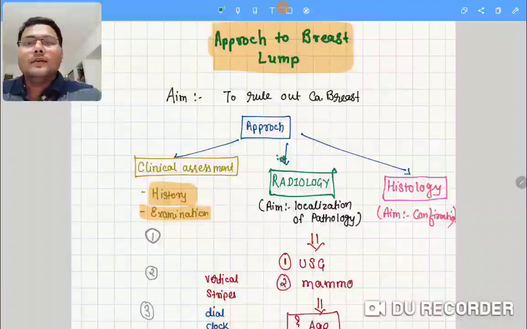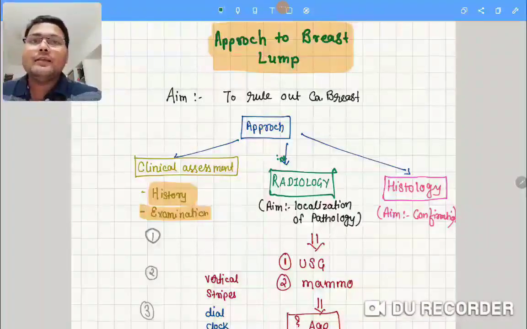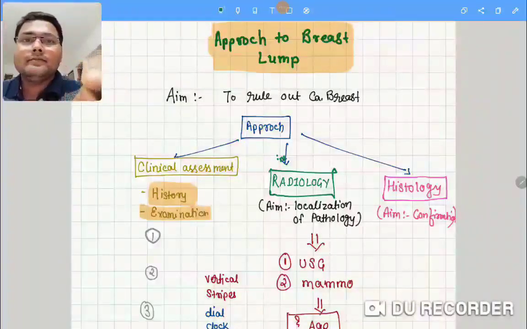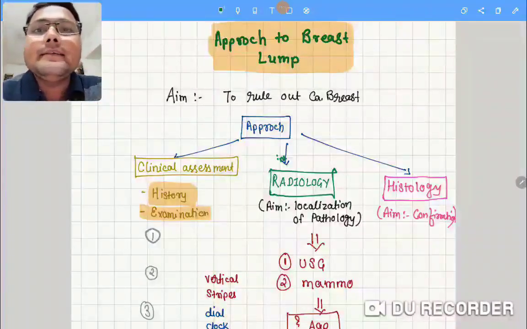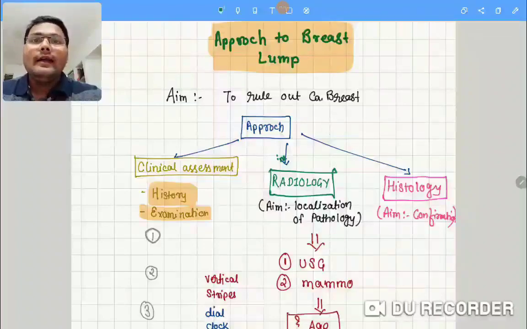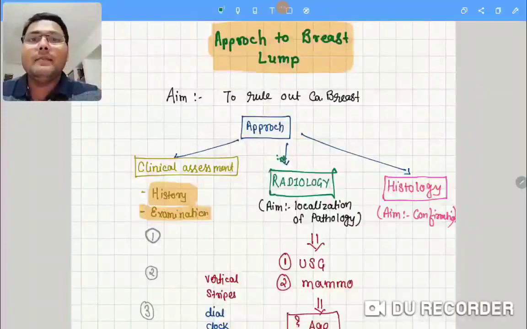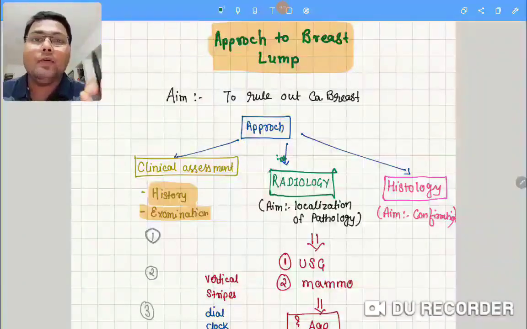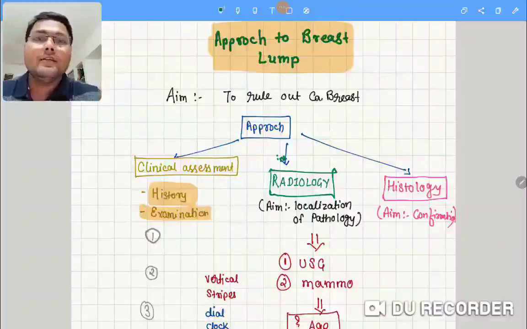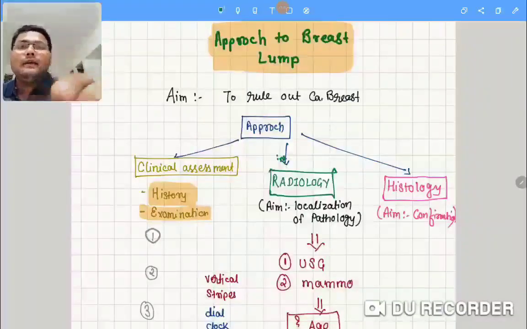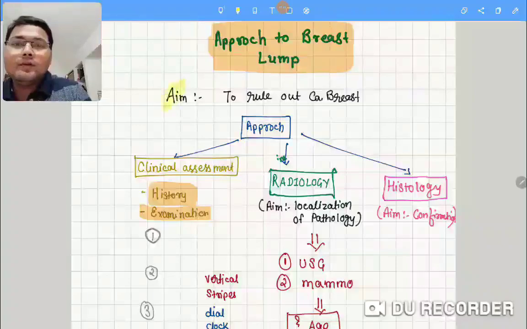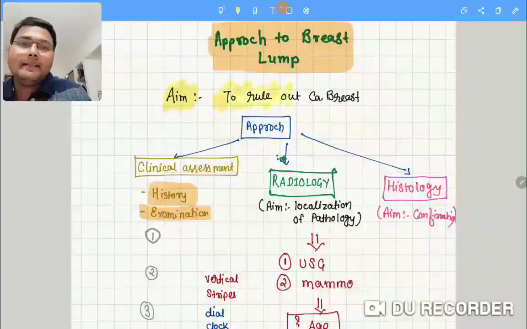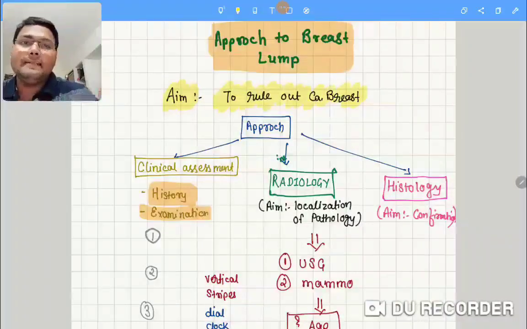So what is our aim? If a patient comes to you with a complaint of breast lump, then we should have a single aim: to rule out any malignant pathology, which is a big concern for a female with a complaint of breast lump. Whether it is malignant or benign, we have to rule out that condition and proceed further. Our aim is to rule out breast malignancy.